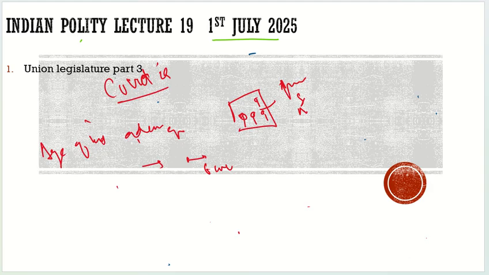So if you will be asked what is the maximum strength, it would be 6 months, because it is the maximum gap between the two sessions, plus 6 weeks. 6 months plus 6 weeks comes to 7 months and 2 weeks, or we can say 7.5 months. That is the maximum life of the ordinance. So this is how it survives.